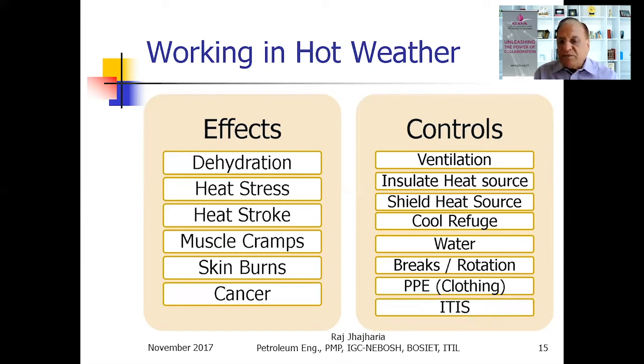And ITIS, you know from yesterday what it means. Can someone tell me what the ITIS acronym I made out of is? I is information, T is training, the next I is instruction, and S is supervision. So information, training, instruction, and supervision. This is something which is common with almost all controls.